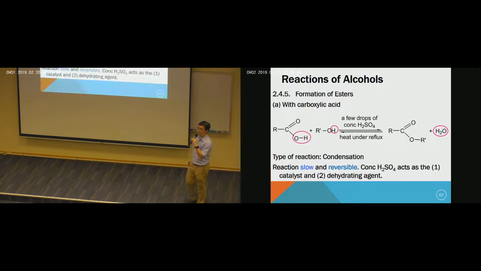Dehydrating agent. What is the purpose of the dehydrating agent? To remove what? Water, right? So for those that can think a bit faster, remove water, what will happen to the POE? What is POE? Position of equilibrium. So POE will shift to the right. So few drops of concentrated sulfuric acid, increase rate and increase yield. Okay.